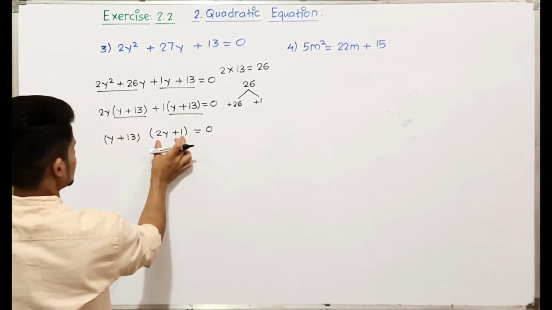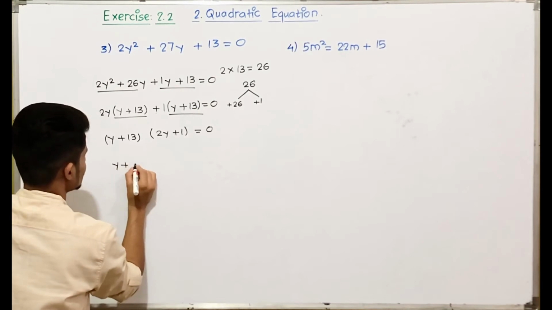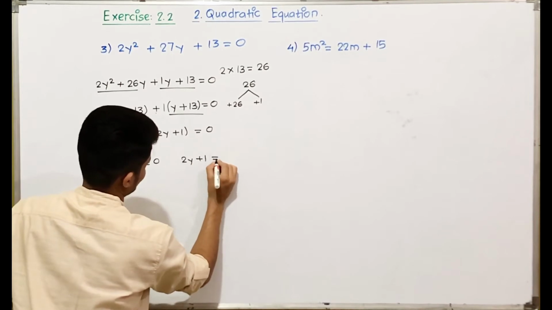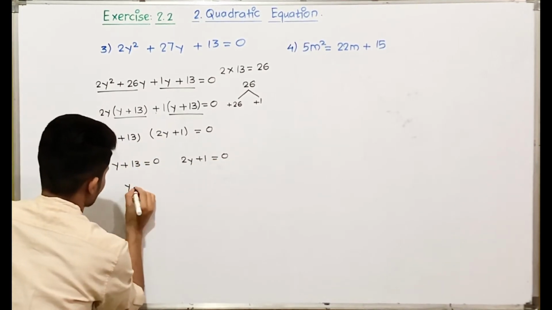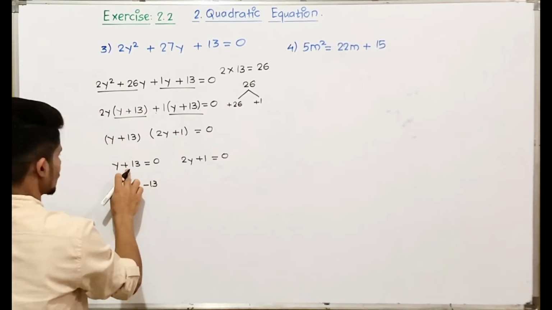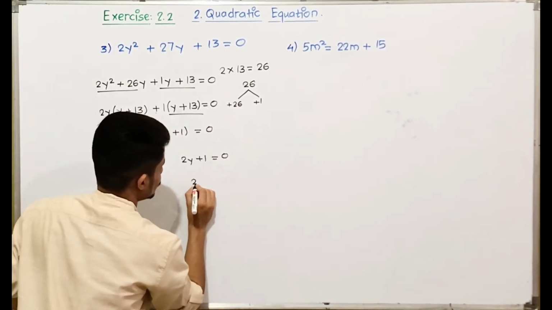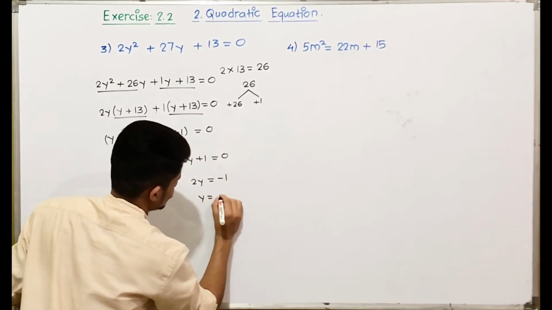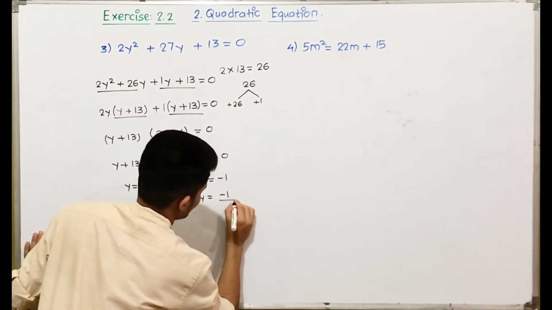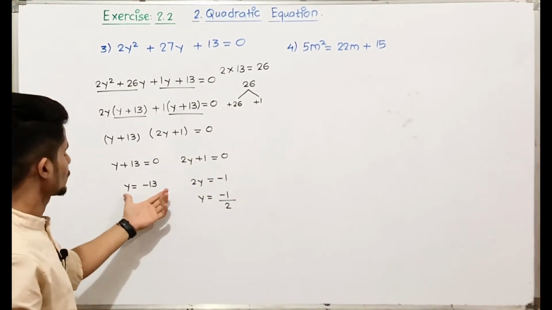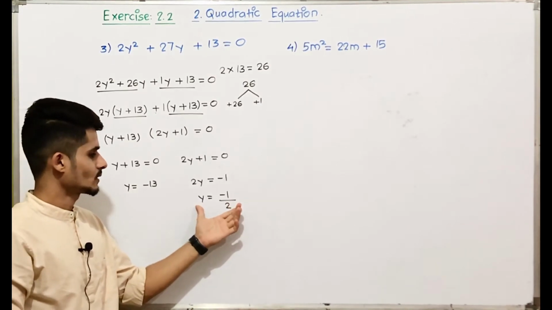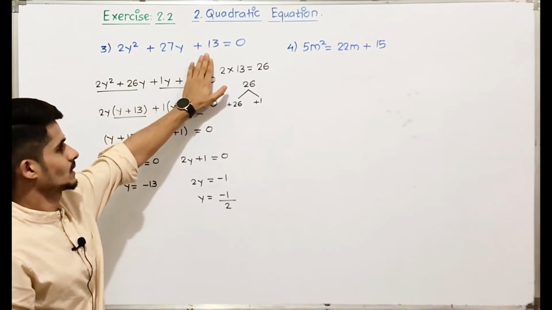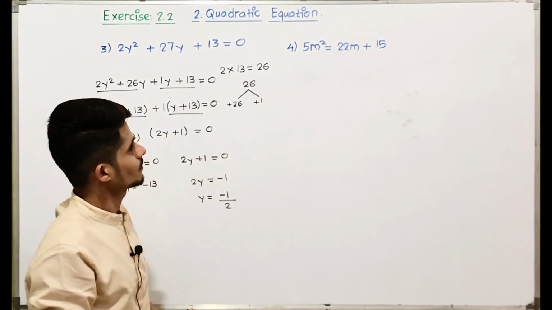Now we'll equate this with 0. So y plus 13 is equal to 0 and 2y plus 1 is equal to 0. So y is equal to minus 13, plus 13 goes there as minus 13, 2y is equal to plus 1 goes there as minus 1. So y is equal to minus 1 over 2, as 2 here is multiplied, it will go there and divide. So y is equal to minus 13 and y is equal to minus half is the solution for this quadratic equation. Similarly, we'll see question number 4.